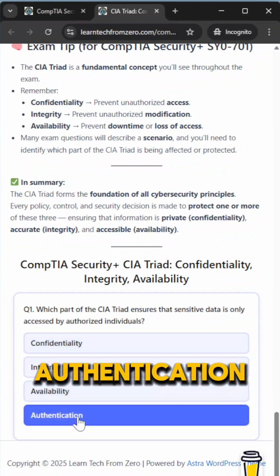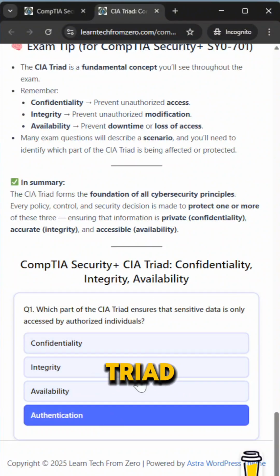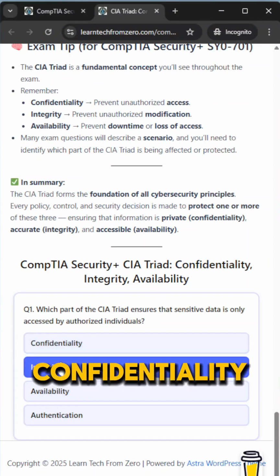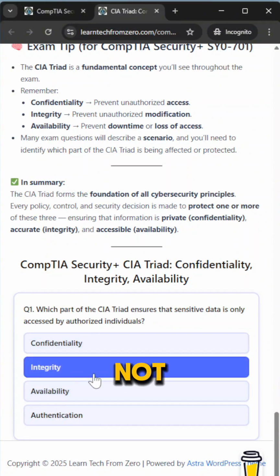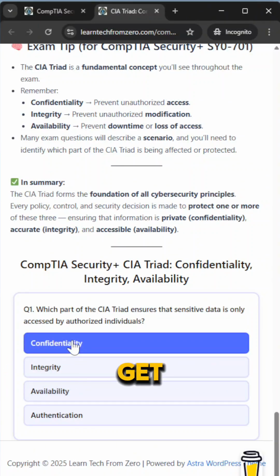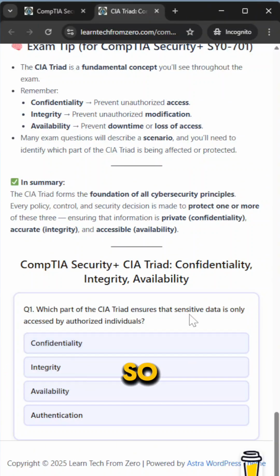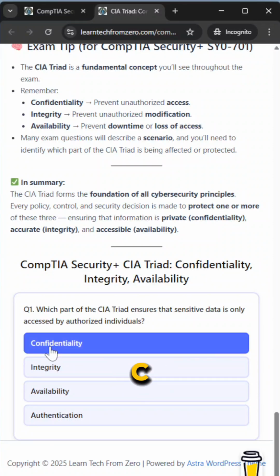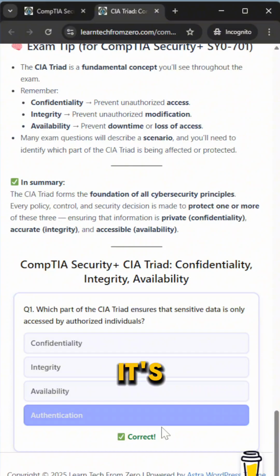So authentication is not in the CIA triad. Confidentiality, integrity and availability, so if it's not integrity and availability, it's confidentiality, who should get access to what. We are talking about sensitive data being accessed only by authorized individuals. Only certain authorized people should be able to access it. So it's the C of the CIA triad, which is confidentiality. Let's try it. It's correct.